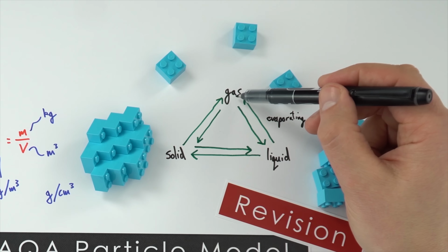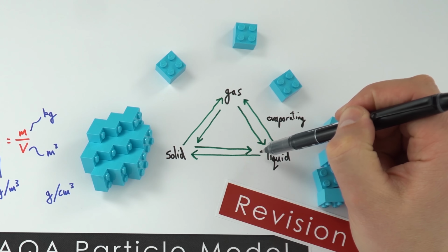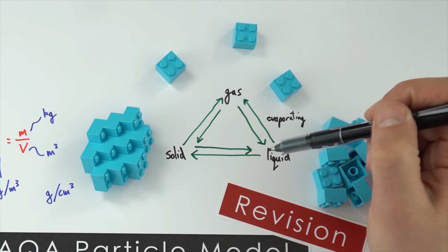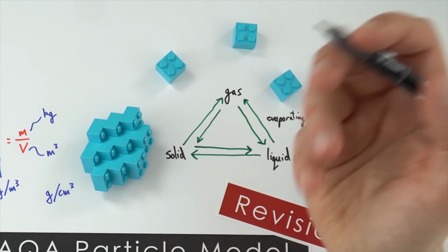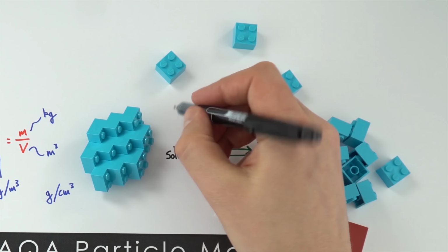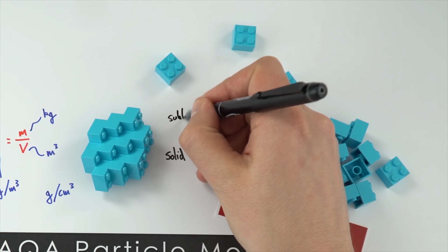Going the other way, we have gas that condenses to a liquid, and then the liquid freezes to a solid. But what we also have sometimes is a solid that turns directly into a gas. You might have seen this with some carbon dioxide pellets, and this is what we call subliming.